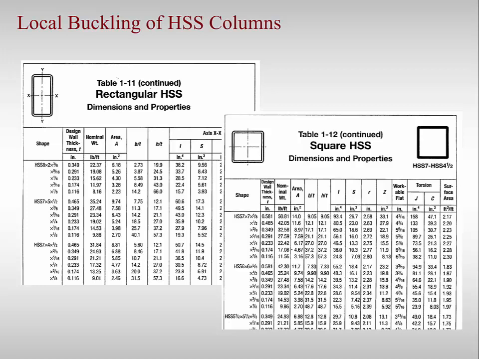Shown is a portion of the shape table for both rectangular and square HSS sections. Note that both b over t and h over t ratios are given, even for the square sections, even though they are equal. Not given in the tables are the values of b and h. If needed, b and h can be back calculated by multiplying the ratios by the wall thickness t, which is given. This ends lesson 15.